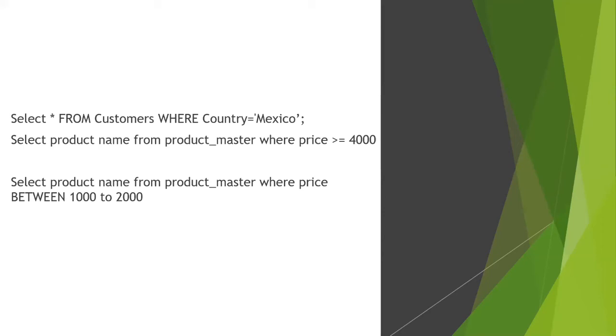Yes, correct. So it will not show me all the columns from the product master. It will just show me the product name, and it will pick up only those product names where the price is greater than or equal to 4,000. Okay. And similarly, those are the different variations we are seeing with the where clause, where you can add different columns and use different operators to match a particular criteria.